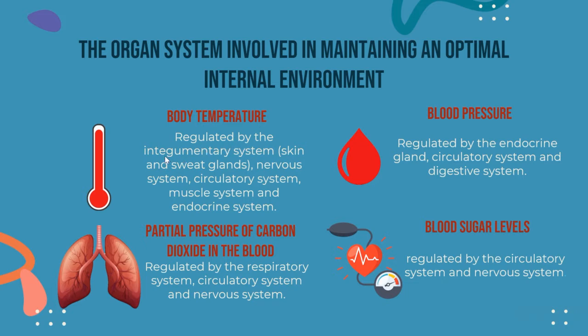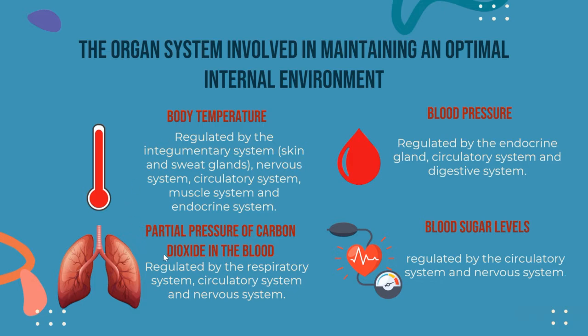In maintaining the body temperature, it is regulated by the integumentary system. What is the integumentary system? It refers to the skin and sweat glands, right? Okay, skin and sweat glands. It is also regulated by the nervous system, circulatory system, muscle system, and endocrine system. All of these systems are involved in maintaining the optimum body temperature.